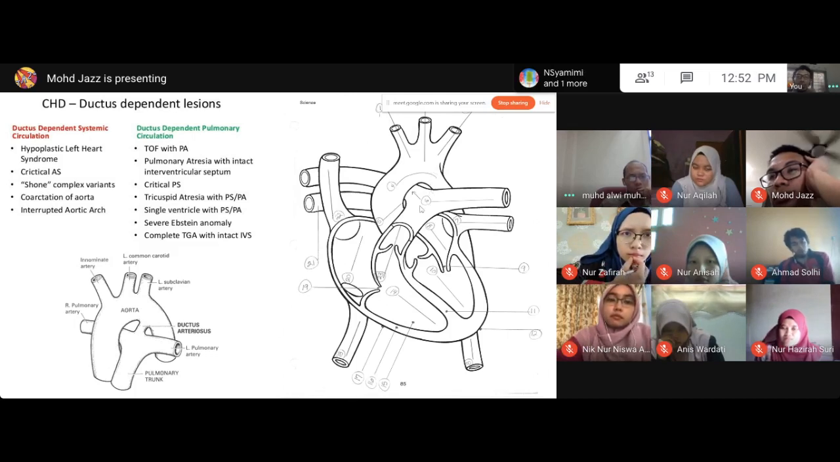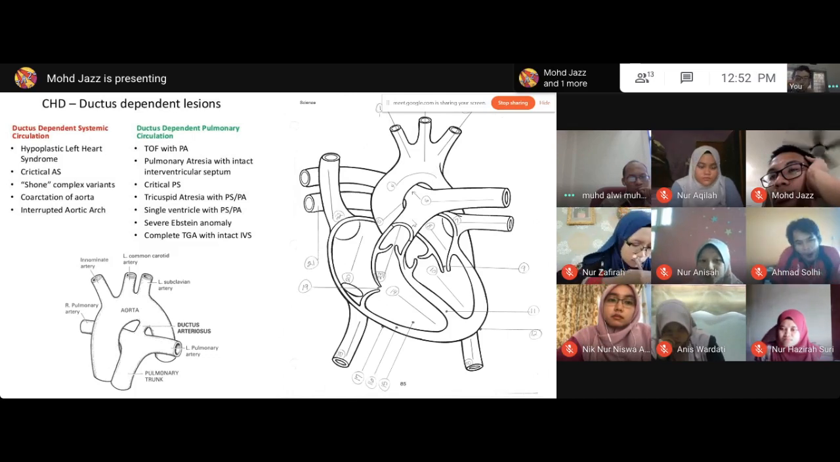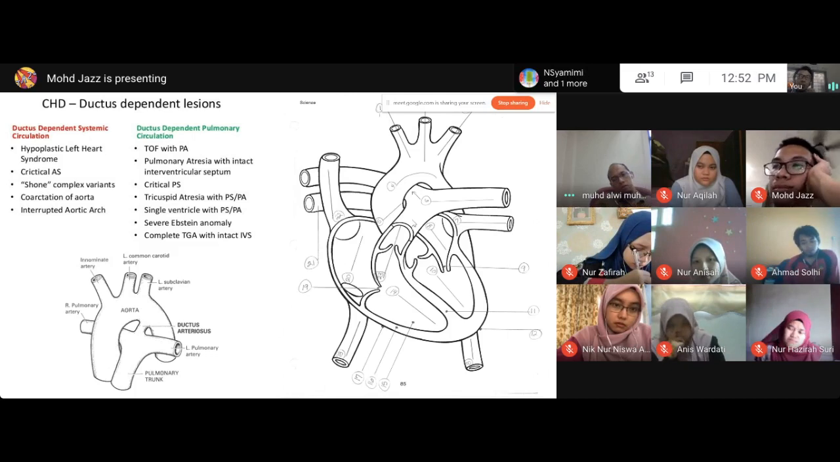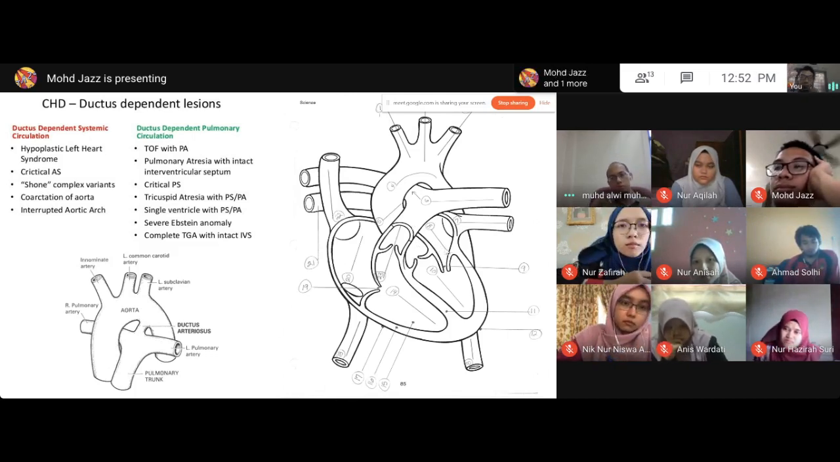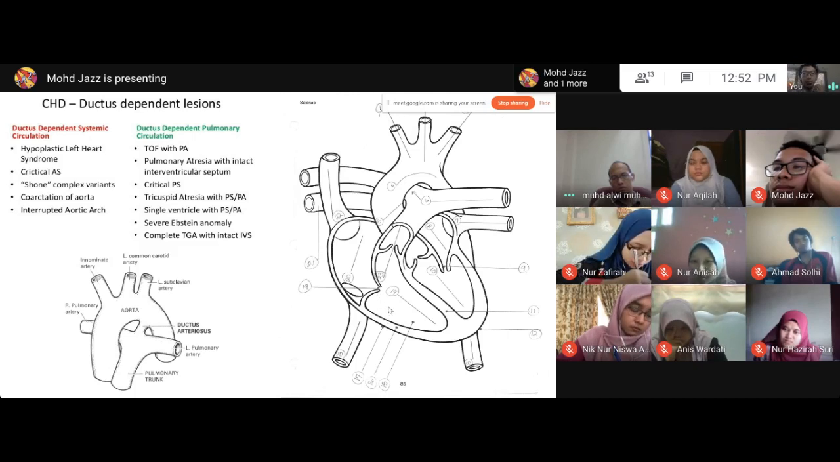Okay, now we look into Ebstein anomaly. As the doctor mentioned just now, it is an abnormality of the tricuspid valve. The tricuspid valve has three leaflets: the anterior, posterior, and septal leaflet. In Ebstein anomaly, there will be apical displacement, in other words downward displacement, of the septal and posterior valvular leaflets.